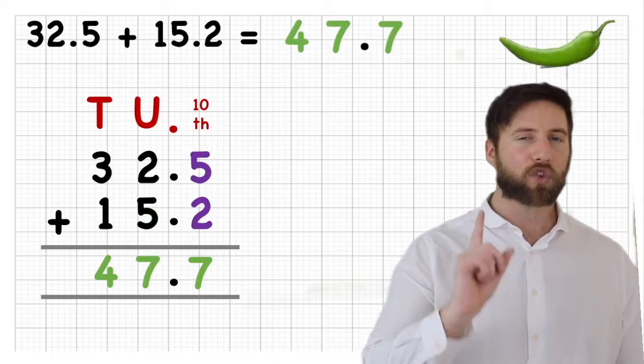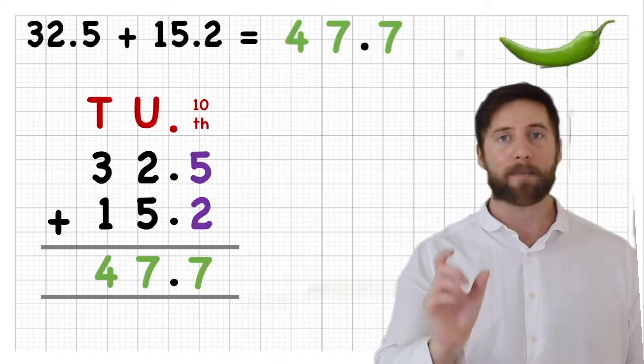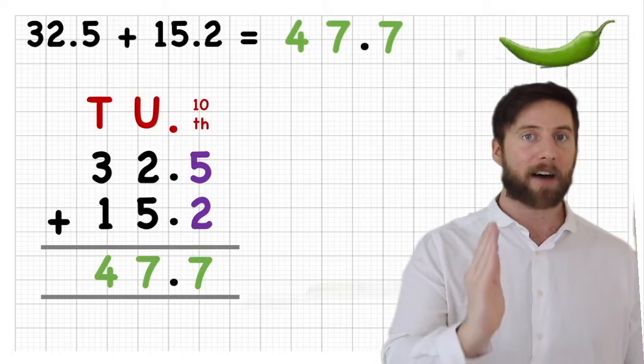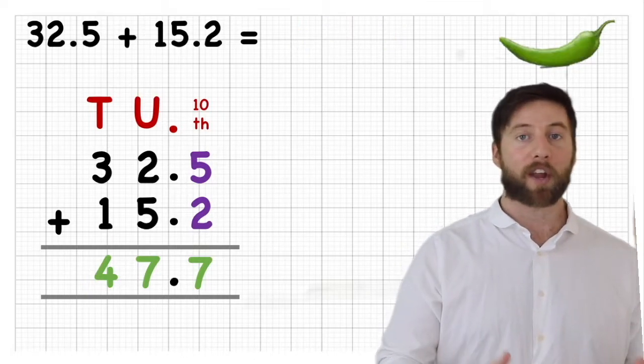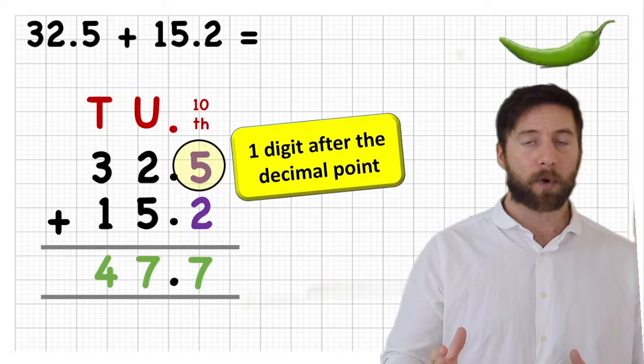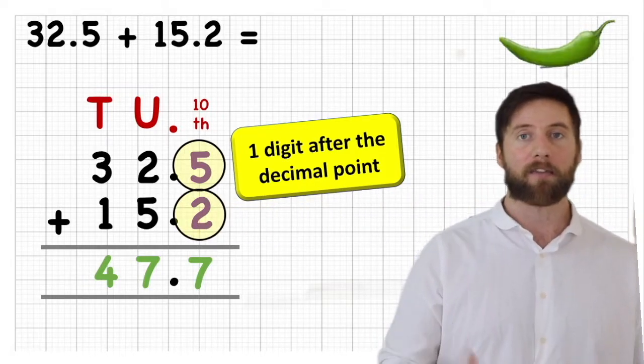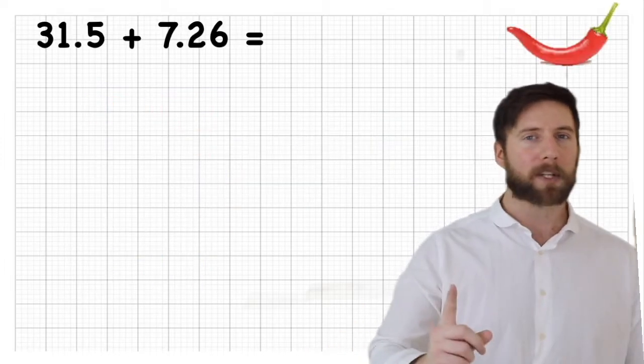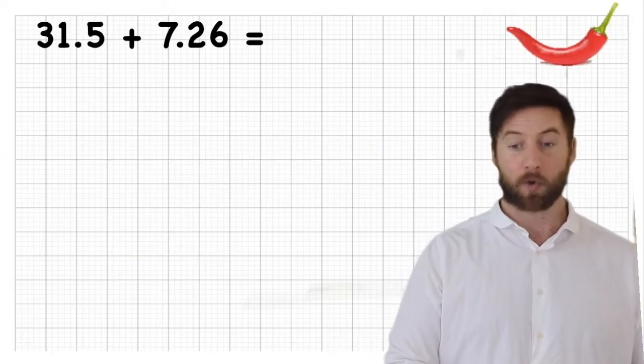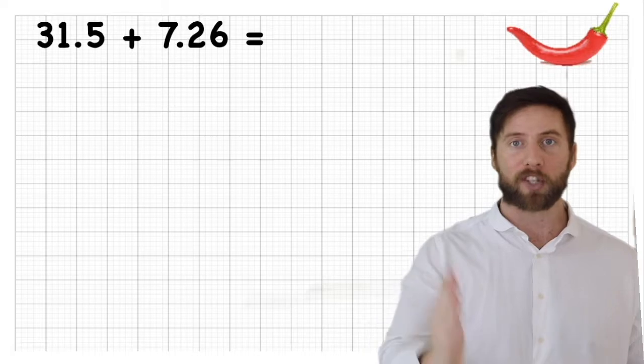Now this was a green chili because we had the same amount of decimal places after our decimal point. You can see that we only had one number after the decimal point in 32.5 and only one number after the decimal point in 15.2. What happens if we have different amounts of decimals? Well, let's have a look. Let's check out our red chili challenge.